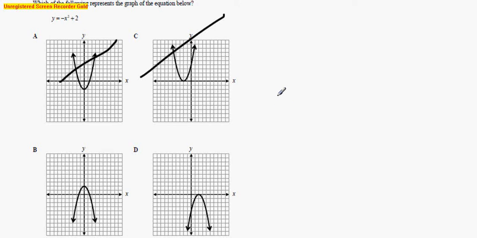So to find if it's B or D, I'm going to take x equals 0 and plug it in my equation and see what it is. So I got y equals negative 0 squared plus 2, and you probably already see where this is going. So you get negative 0 squared is 0, that's just 0, right? And so we get y equals 2. Okay, and that's a positive 2, right?